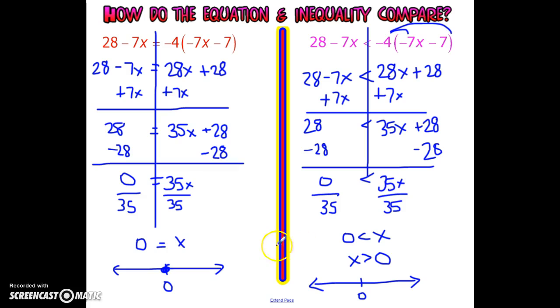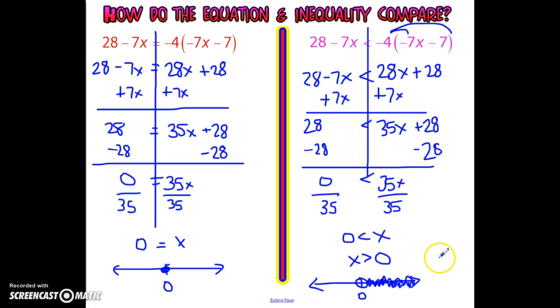All right, go ahead and check your equation answer. We have our number line where x equals 0. We can do our number line for our inequality. X is greater than 0. Again, it's not equal to 0, so we have an open circle. It's greater than 0, so we shade in the right side, the greater side of the number line.